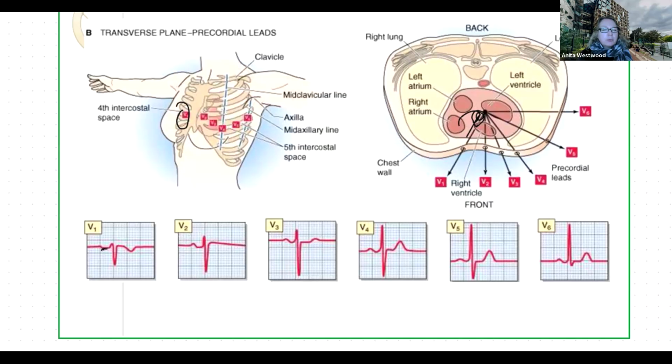Then we go to V2. It's a bit more positive. V3, a bit more positive. And as we move to V4, you can see that's equiphasic. So half of that QRS is positive and half is negative. And then we move into 5 and 6.